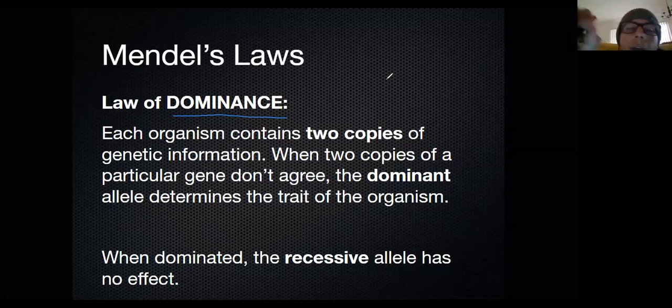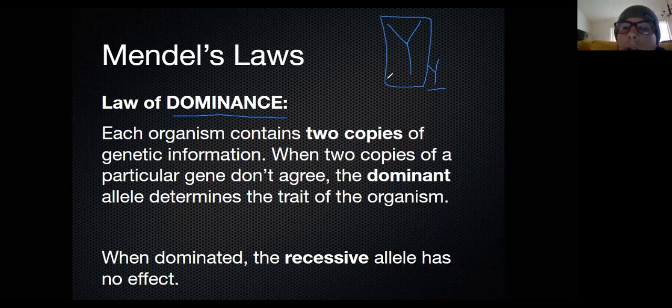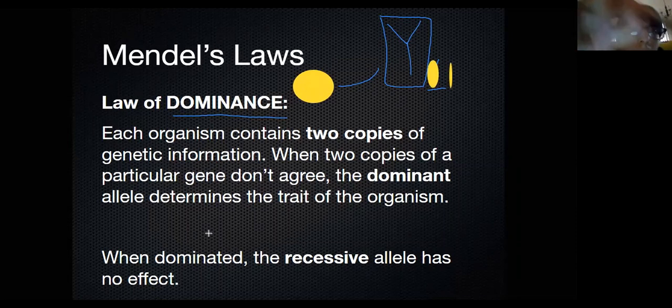So we saw that in those different colors. If we had big Y and little y, even if I have a little y here, this big Y is dominant over it, and it resulted in a yellow pea pod. And so when dominated, the recessive allele has no effect, right? This little tiny recessive allele had no effect. Okay, easy enough. You already knew that.